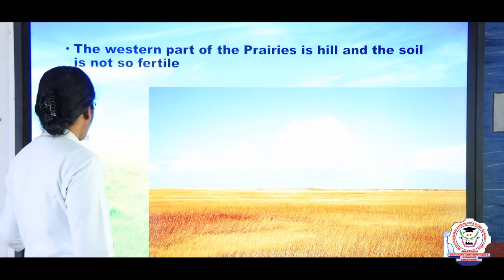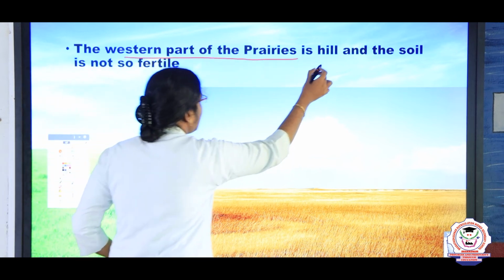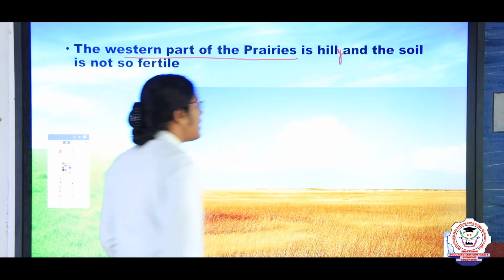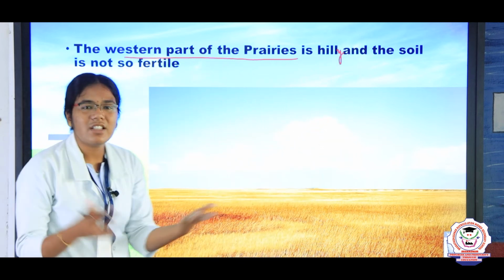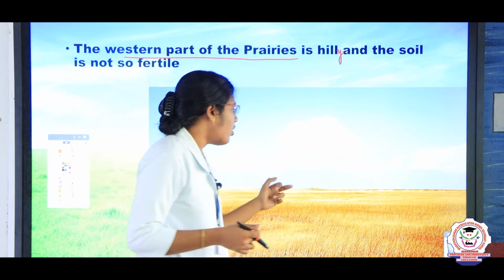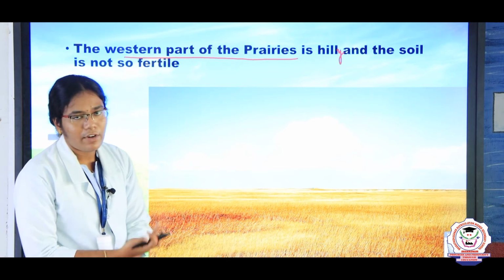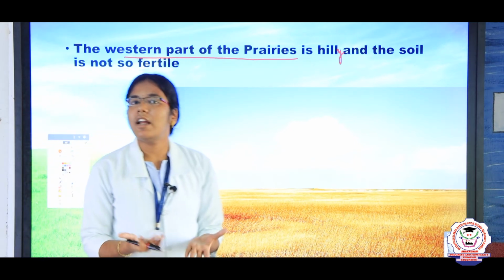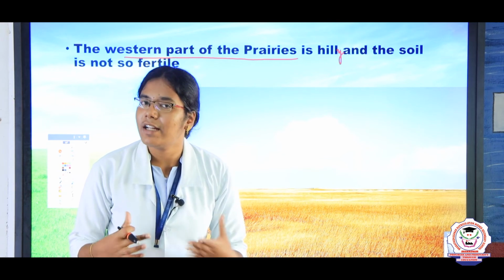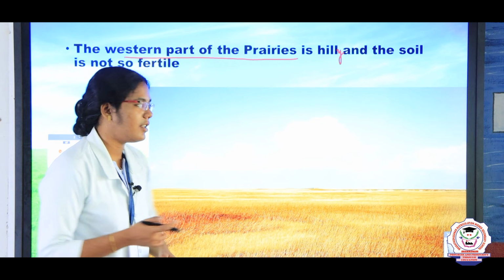The western part of the Prairies is hilly, and the soil is not so fertile. Since the soil is not fertile there, crop production and agriculture cannot be done in that place. So it is less fertile.